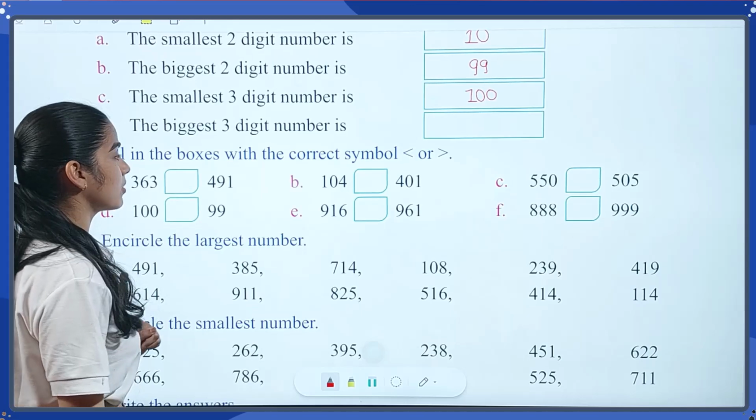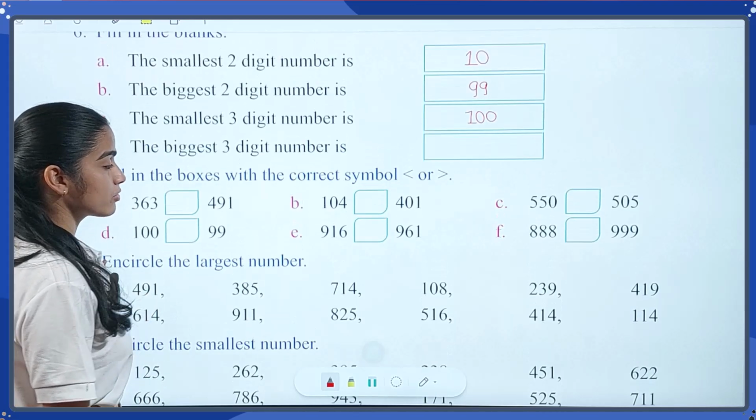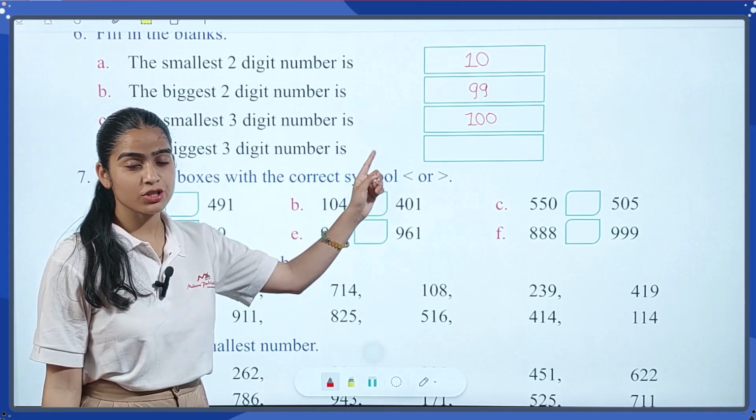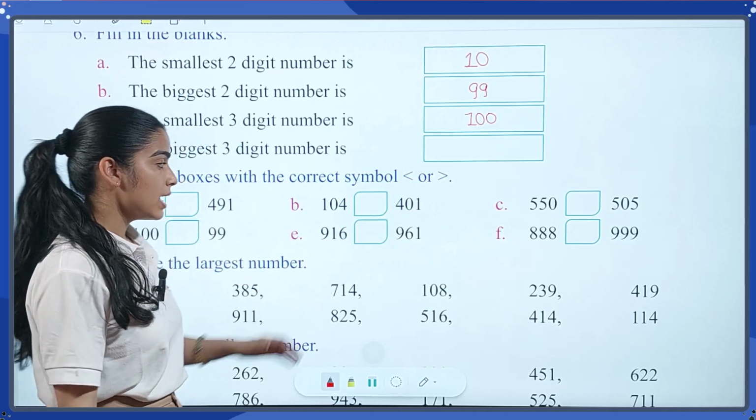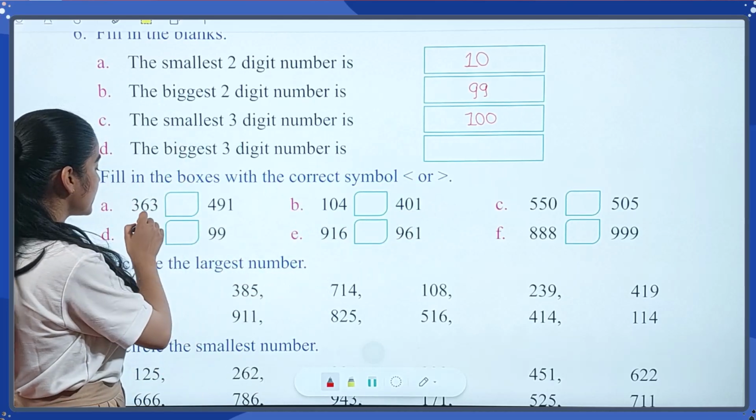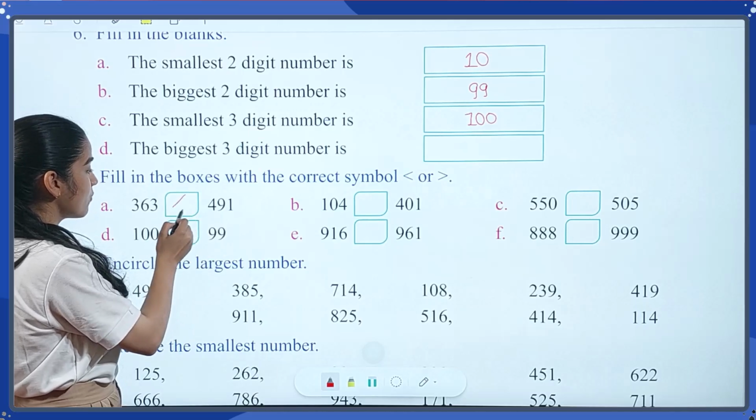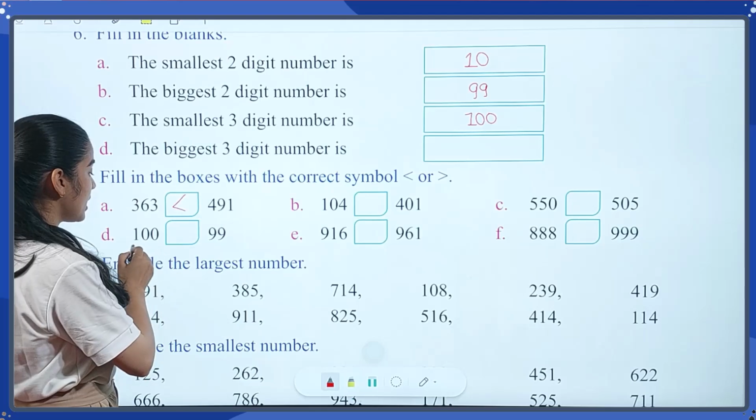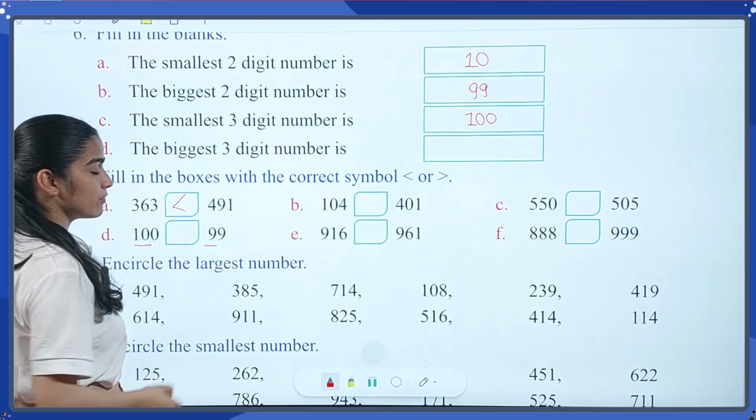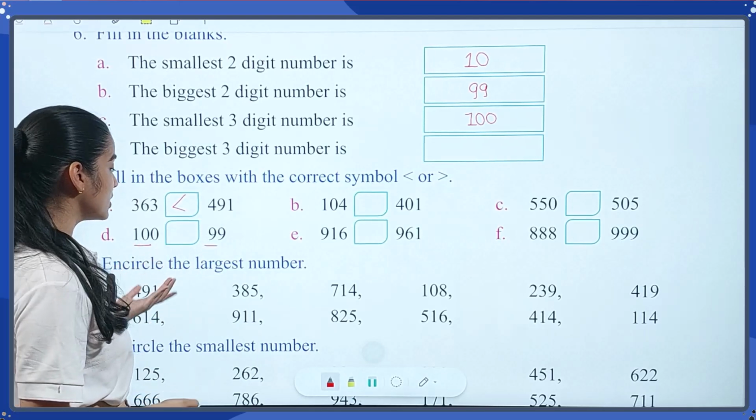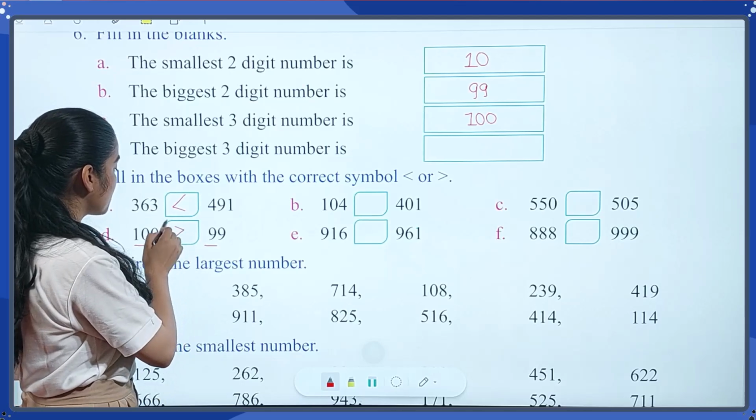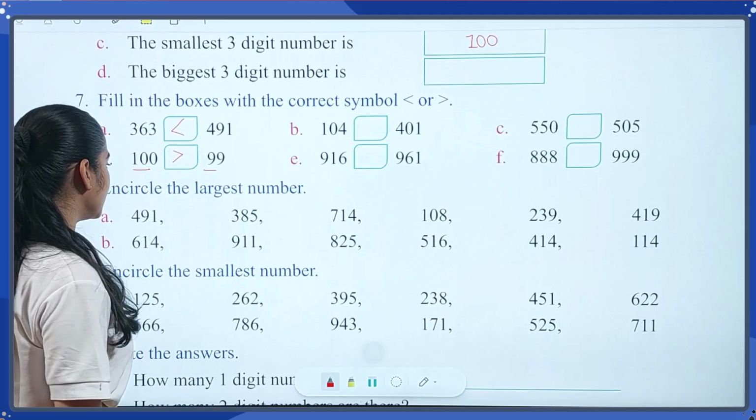Fill in the boxes with the correct symbol. So now we have to identify which one is greater and which one is lesser. Among 363 and 494, which one is greater? Obviously 494. Now among 100 and 99, which one is bigger? In 100 we have 3 digits, so 100 is bigger as compared to 99.